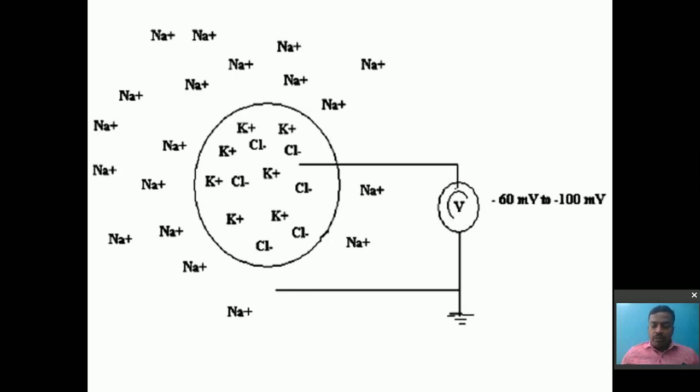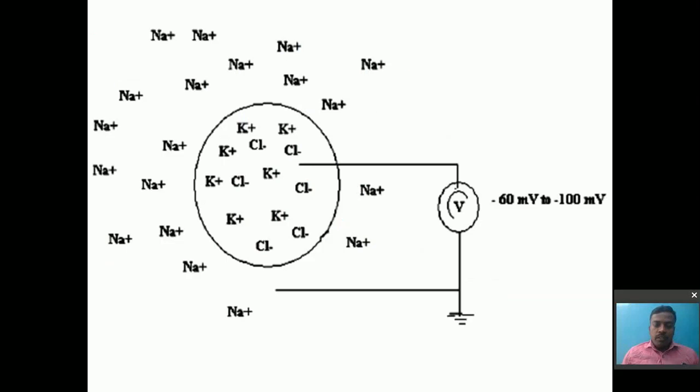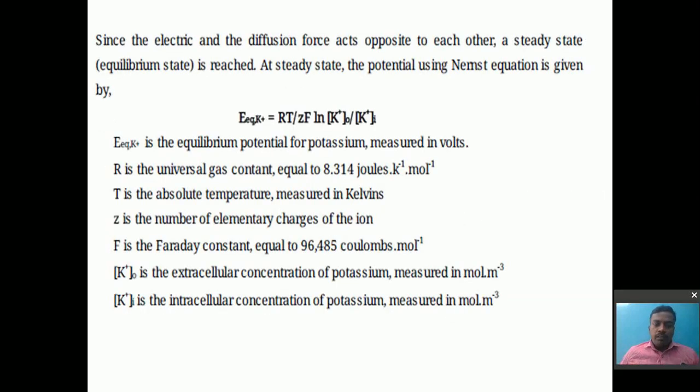At the equilibrium state we use one equation, the Nernst equation, which gives the equilibrium potential for potassium measured in volts. That is for potassium inside the cell. At equilibrium, the potential for potassium K plus is equal to RT divided by ZF, then logarithm of K.